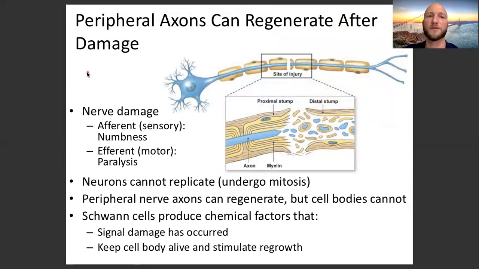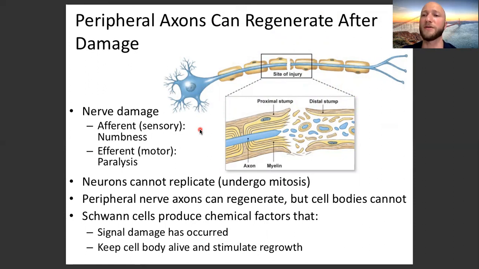Peripheral axons can regenerate after damage. So this is Jesse Arbogast, the shark victim. Peripheral nervous system axons can heal. There's a big process that happens, but the glial cells are very important for this process. The lateral femoral cutaneous nerve is sensory only.